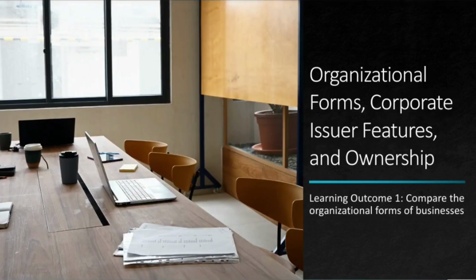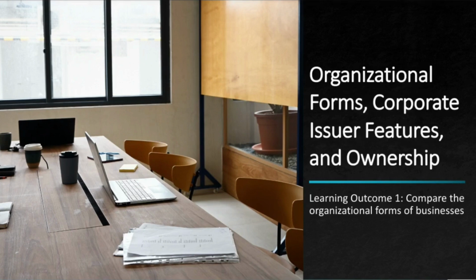This is Ritika and we are doing corporate issuers. And we are starting with the very first chapter of this book, which is organizational forms, corporate issuer features and ownership. So we'll basically be discussing the structures in which the organizations are created and organized, the features of each such structure, and how the ownership of each such structure is held.